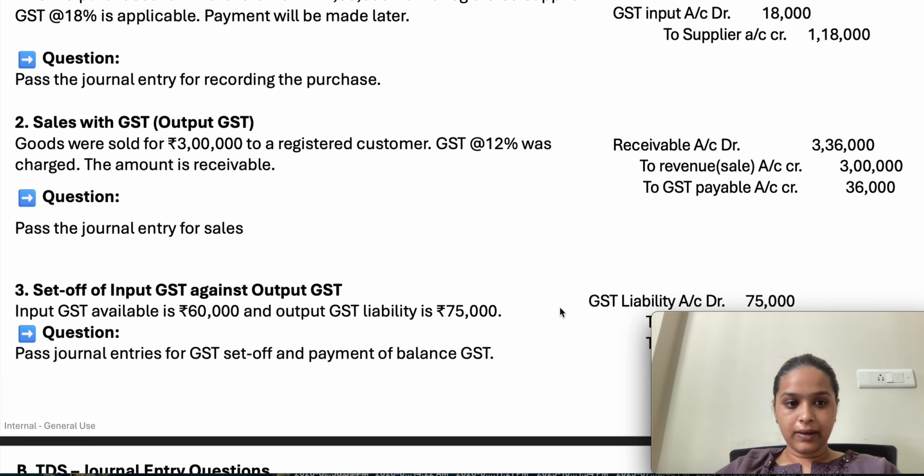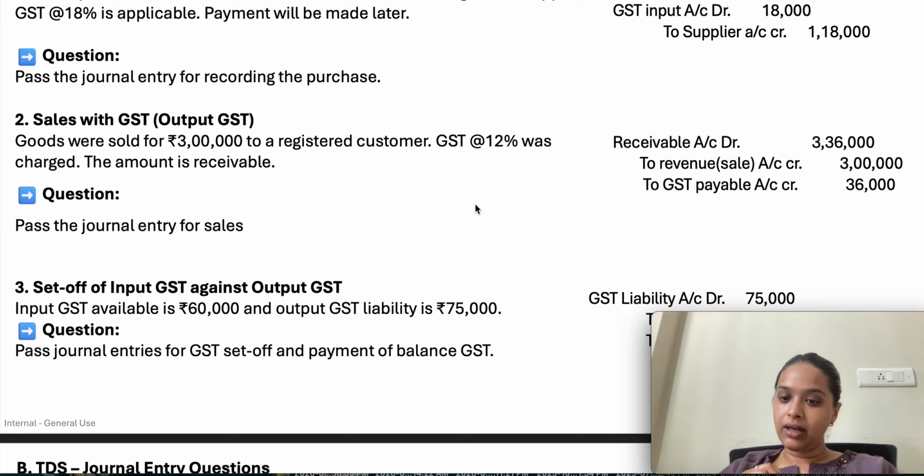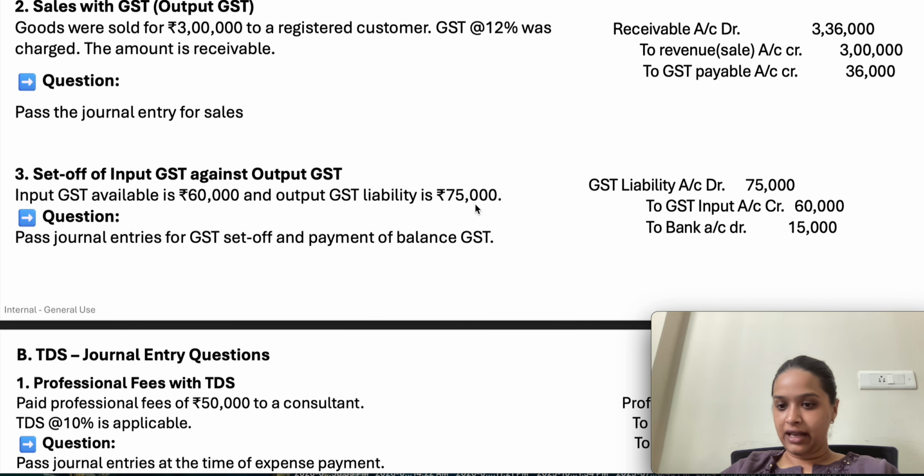Okay. Let's try the same question also. Input GST available is 60,000 and output GST liability is 75,000. It means how much do we have to pay to the government? 75,000. How much benefit do we have? 60,000. So the rest, 15,000, we will pay to the government. Okay. So GST provides an option to the businessman that they don't need to pay the entire GST liability. Whatever GST input they have, they can utilize against the GST liability, and the rest they can pay to the government as cash. Okay.